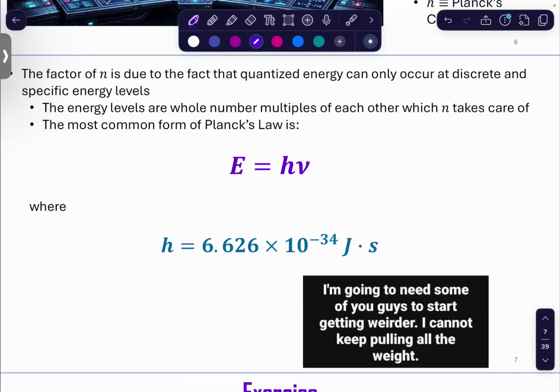So the most common form of Planck's law here is E equals h nu. And so here you have h, Planck's constant, 6.626 times 10 to the negative fourth joules times seconds. So again, the whole point of Planck's law is that energy is quantized. In a system, you have very specific energy levels that are accessible, and then you're going to have a distribution of, let's say, your photons. Let's say the energy that your black body is irradiating.